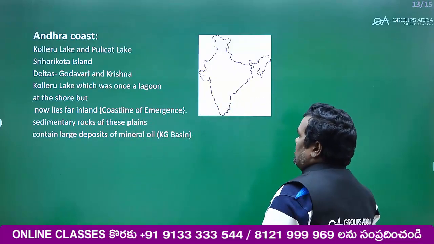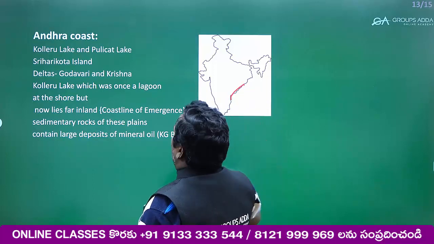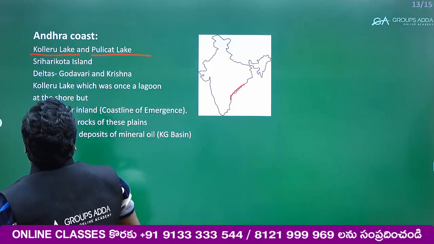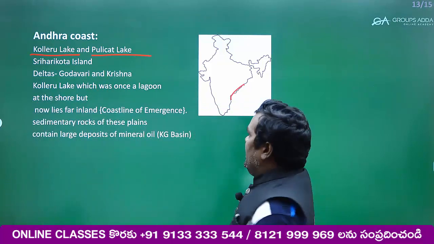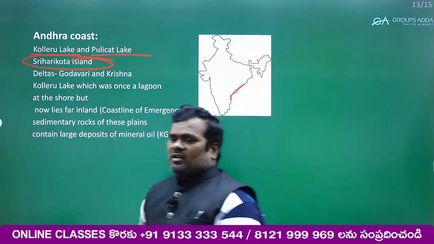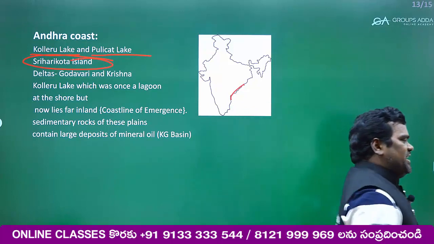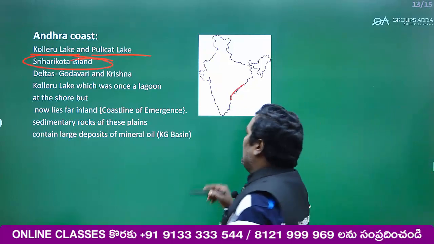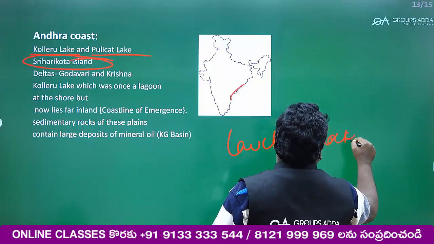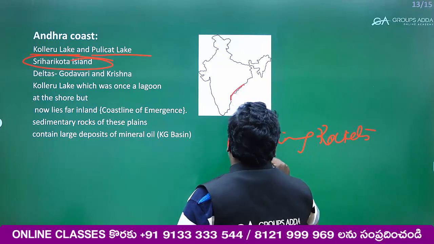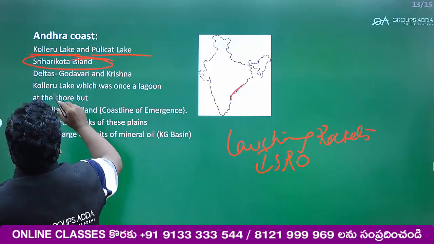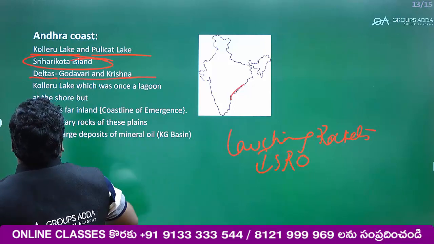Yes, Andhra coast. Andhra coast, it extends from Kolleru Lake to Pulicat Lake. Isn't it? Yes, in between these things we have Sriharikota Island. What for it is famous? Sriharikota is famous for launching rockets. Who are launching rockets? ISRO. Okay, and my dear friends, see here, deltas like Godavari and Krishna here we have.